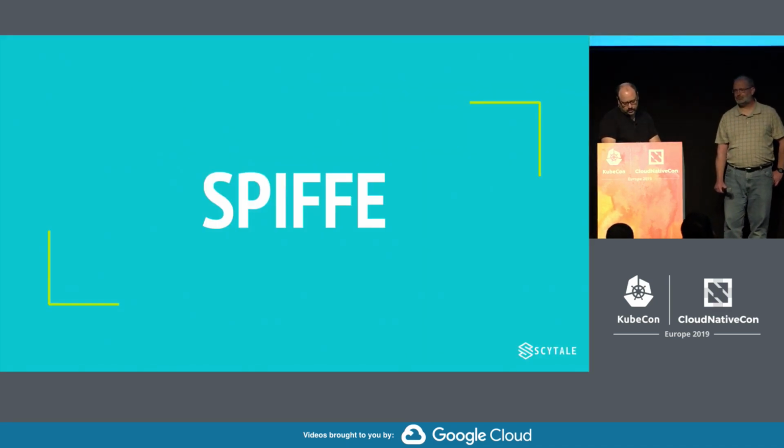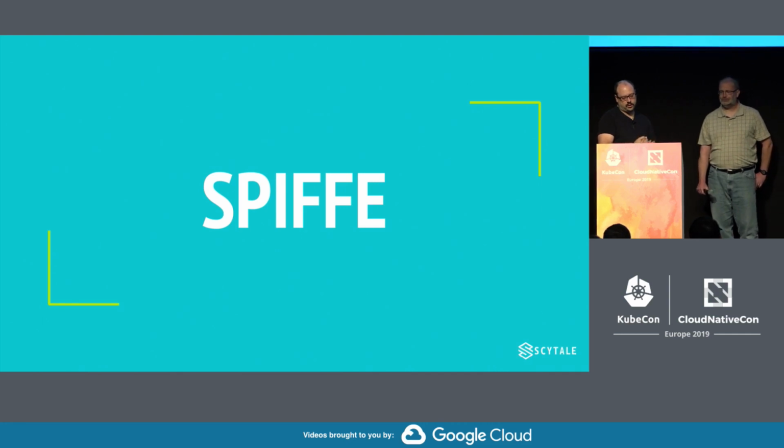So what's SPIFFE? It's a universal identity for workloads. So we don't only solve authentication, but with policy, we could solve other problems. And the way we really do this is by defining a standard, provable way to provide an identity to a workload, and also a standard way of obtaining that identity and validating it.